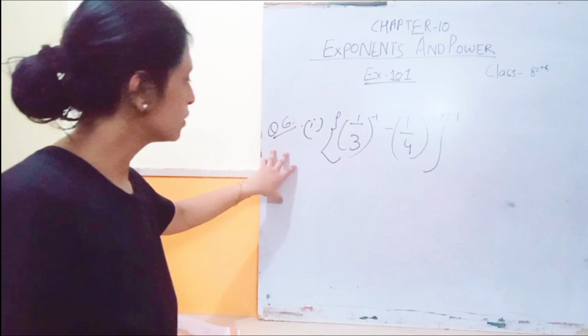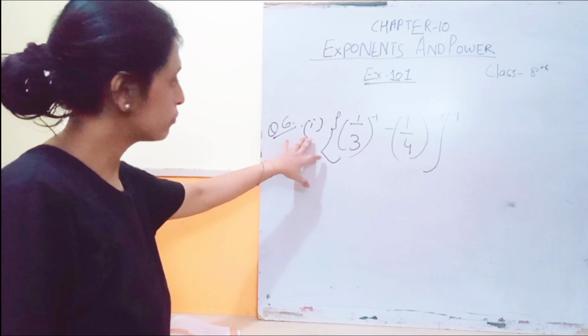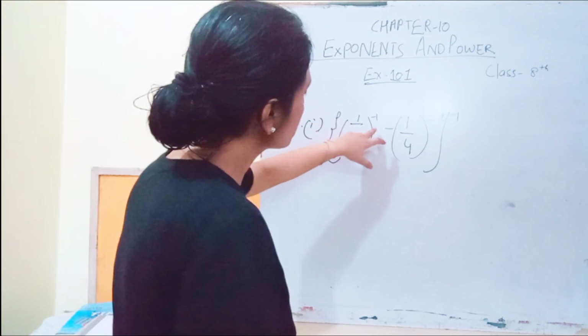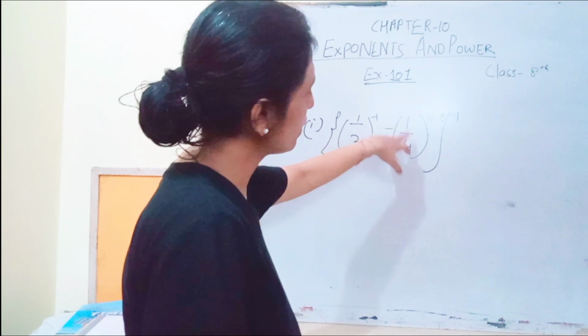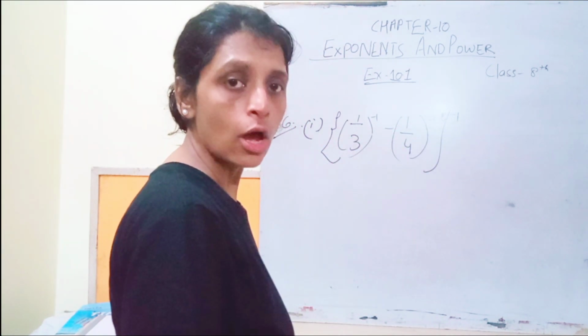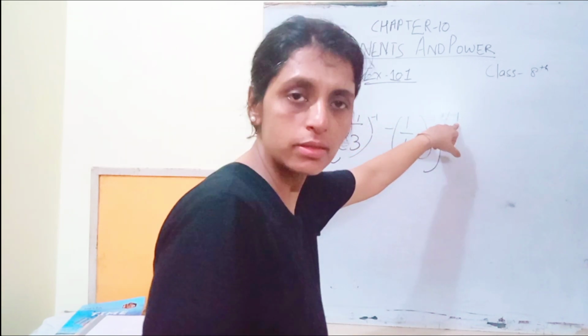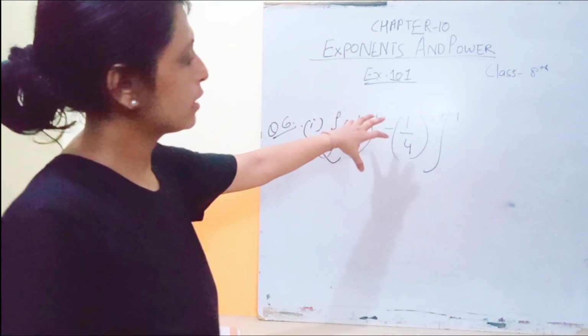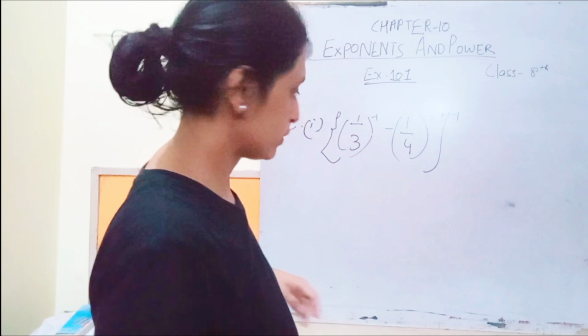Sixth part, the sixth question. The first part is (1/3)^(-1) minus (1/4)^(-1), and the whole power minus 1. तो पहले जो ब्रैकेट के कर्ली ब्रैकेट के अंदर है we are going to solve it, okay.